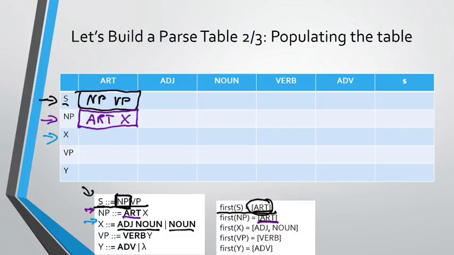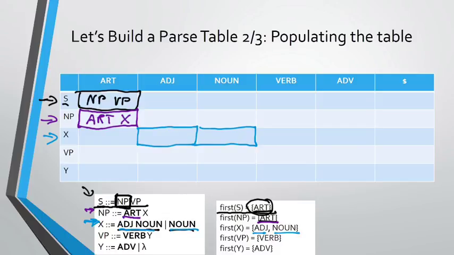Looking at the first set for X, we see that both adjective and noun show up in that set. So I know that there will be a production that I can invoke when I see an adjective on the input stream, and there will also be a production that I can invoke when I see a noun on the input stream. So now let's sort them out. If I go to the productions for X, I see again these two, adjective, noun, and noun.